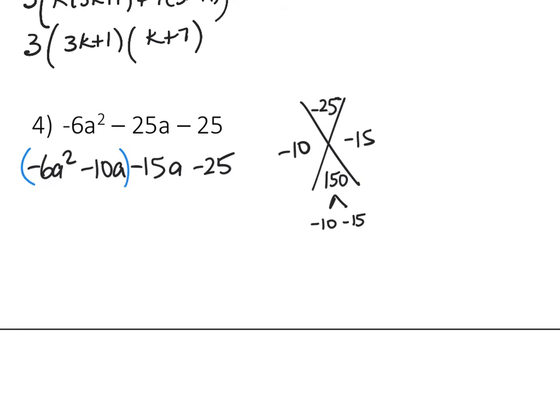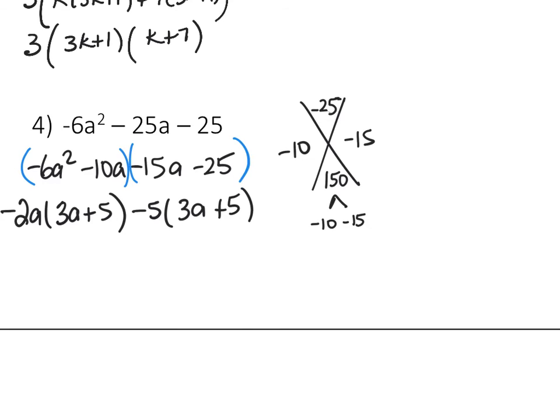Group the first two, group the last two. What can come out of that first term is a 2a. Actually, I'm going to take a -2a. Always take the sign of that first term. That will leave me with 3a plus 5. In the second group, I can take out a -5, and that will leave me with 3a plus 5. So my two factors are 3a plus 5 and -2a minus 5.